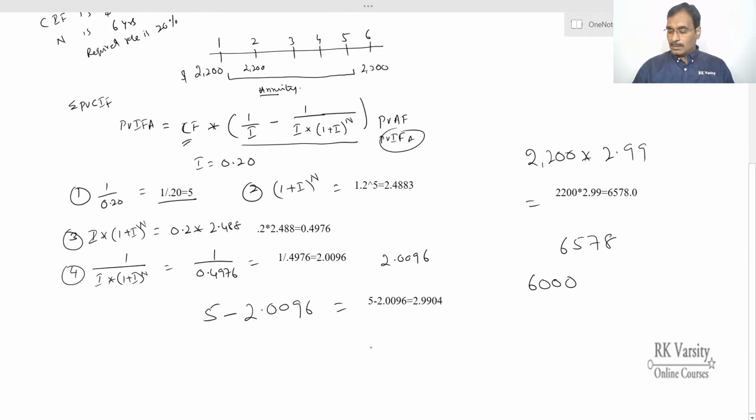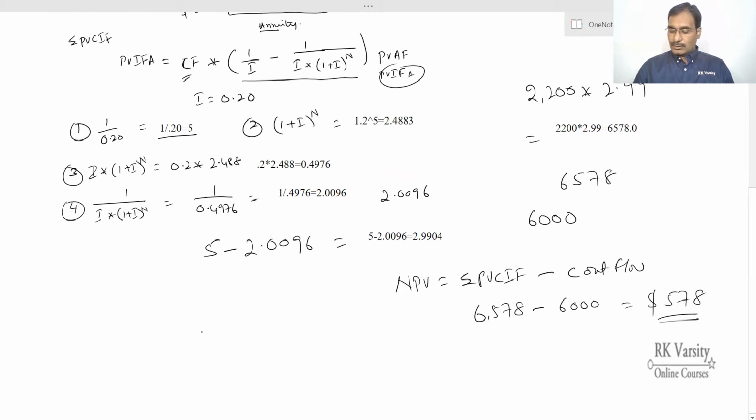So the net present value equals the summation of present value of cash inflows minus cash outflow or initial investment. So 6578 minus 6000 equals $578. So you are getting a positive net present value. As your NPV is positive, accept the project.